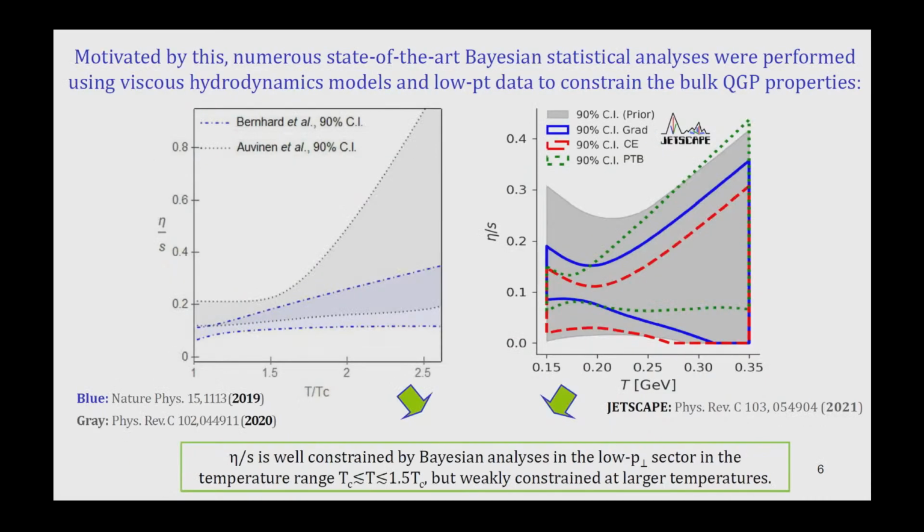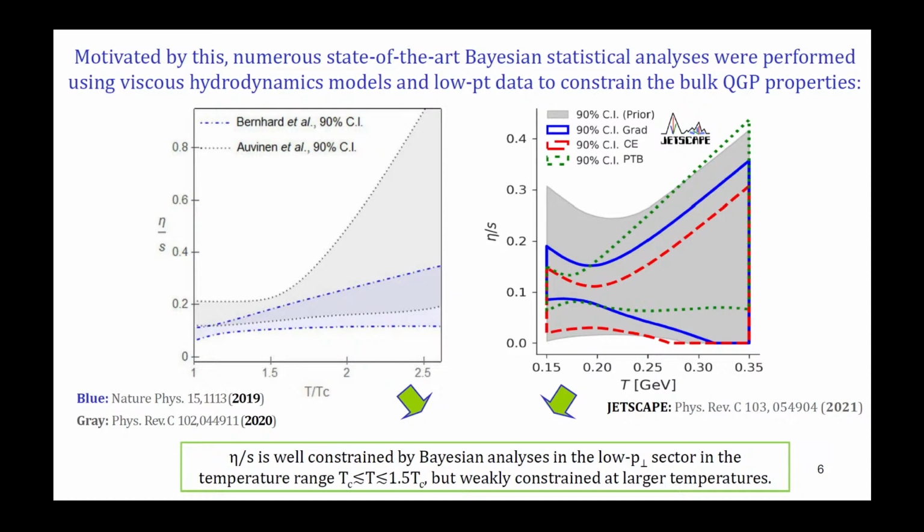Motivated by this, several state-of-the-art Bayesian analyses were performed using viscous hydrodynamical models and low pT data to constrain bulk QGP properties. And here I will concentrate only on eta over s. I show some representative examples. In this plot, I show probably the most well-known, the one published in Nature Physics by Bernhard et al. in 2019. Then there is a second one published in 2020 by Nijs et al. Then there is the constraint by the JETSCAPE collaboration from 2021.